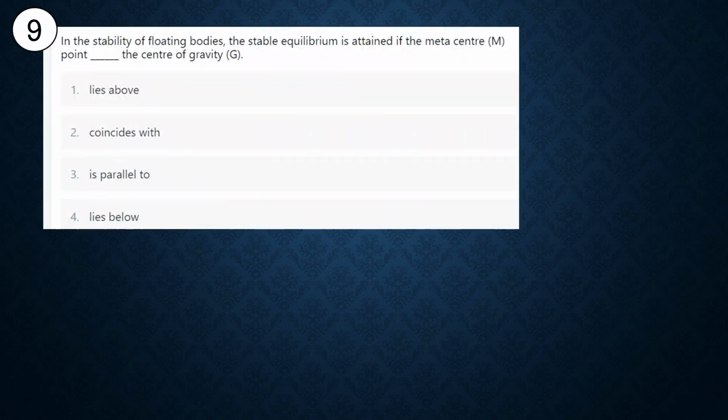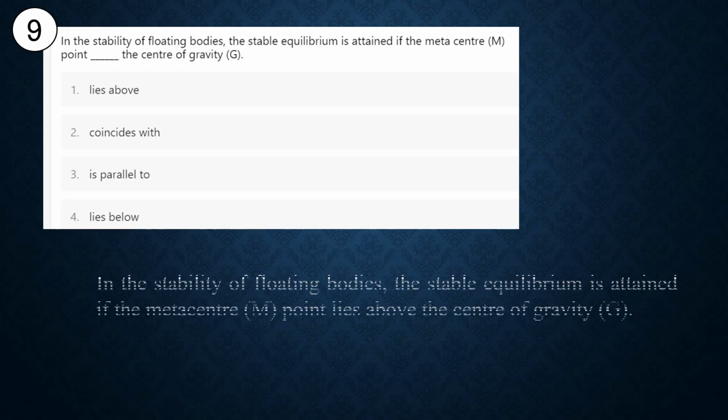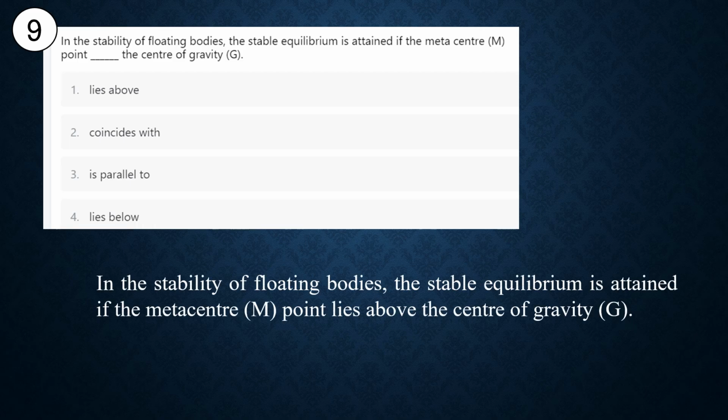So this is question number 9. In the stability of floating bodies, the stable equilibrium is attained if the metacenter M lies above the center of gravity. So option first is correct here.